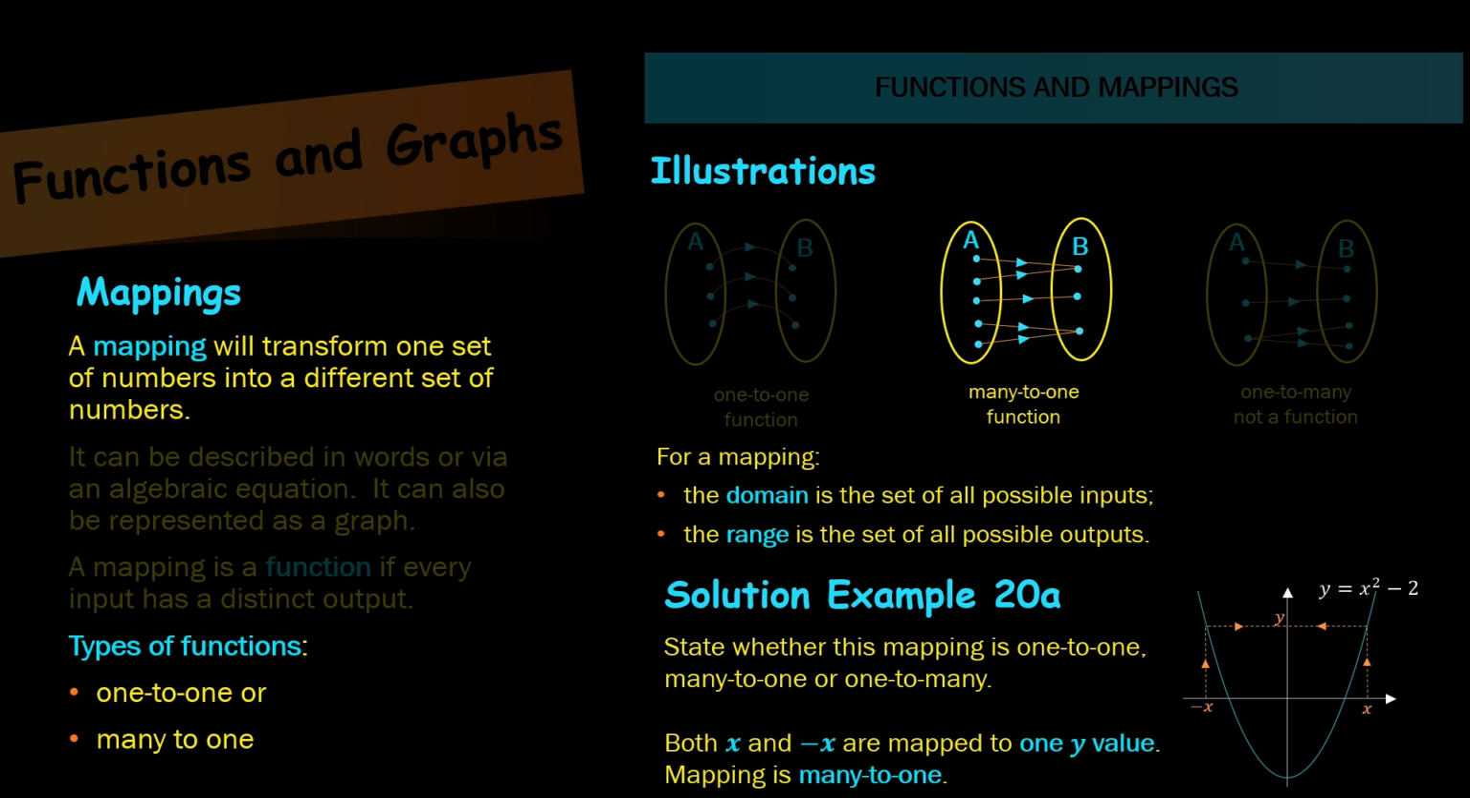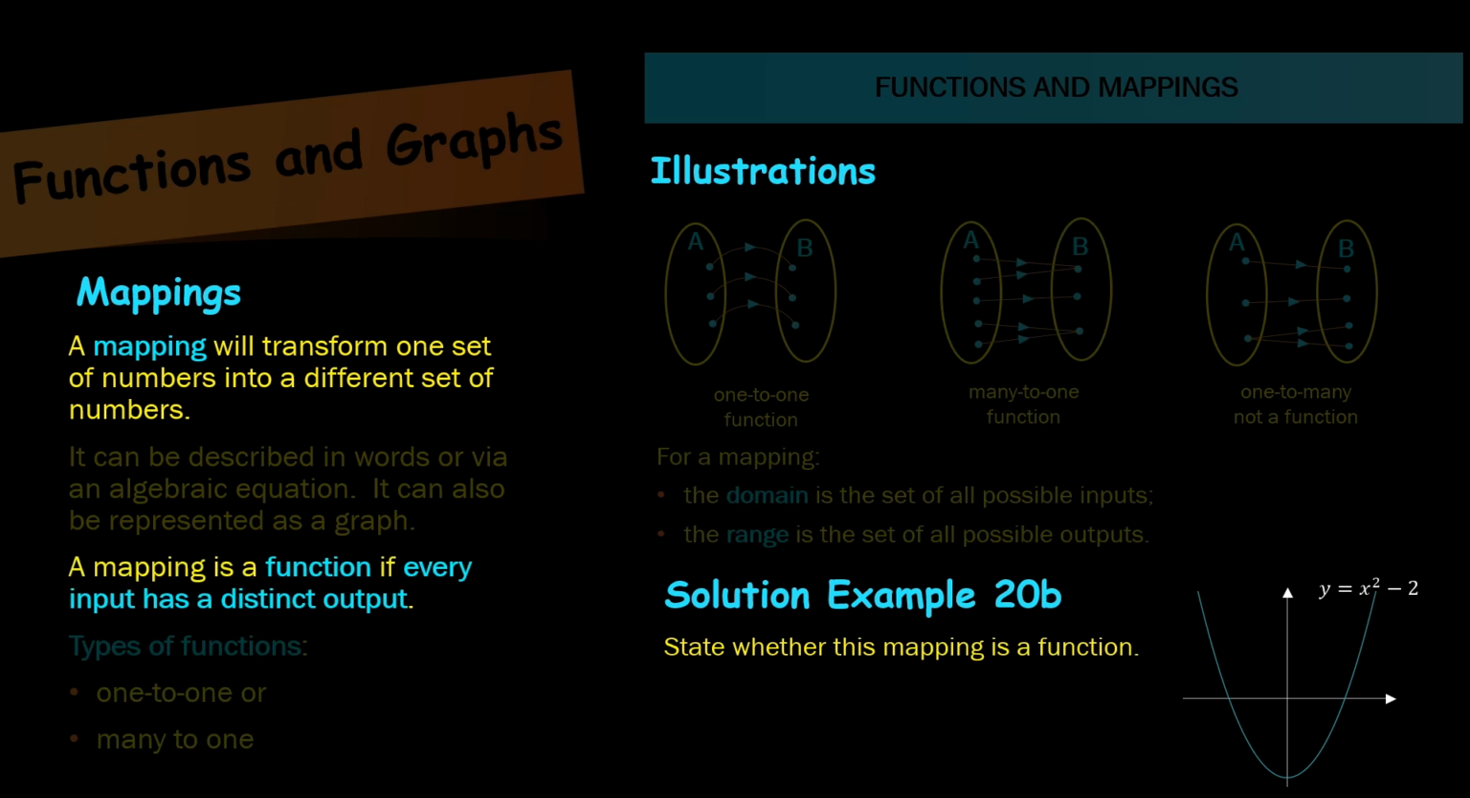And now for part B. Is this mapping a function? Again, referring to the definition of a function, a mapping is a function if every input has a distinct output. Therefore, the mapping is a function because each value in the real numbers is mapped onto another value in the real numbers.